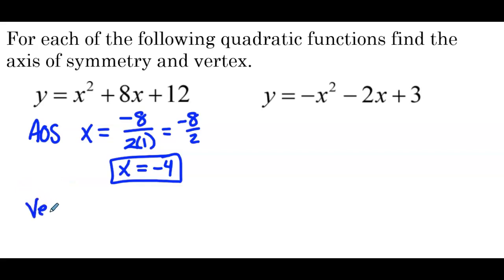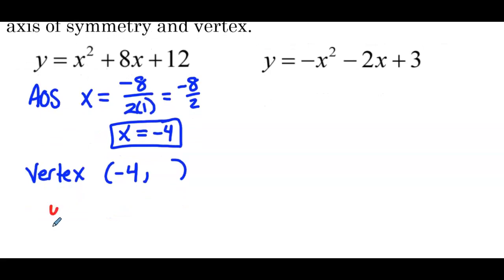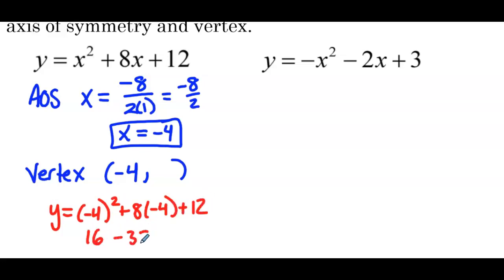And then to find the vertex, well, we know the x value is negative 4. We need to find the y value. So we'll substitute negative 4 in for x. So negative 4 squared plus 8 times negative 4 plus 12. So we have 16 minus 32 plus 12. So that's negative 20. Negative 20 plus 16, that's negative 4. So negative 4 is the y value of the vertex of this particular function.